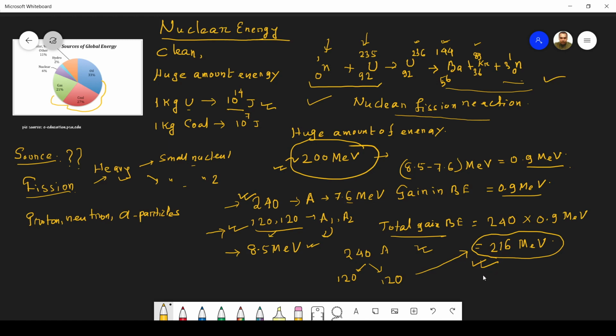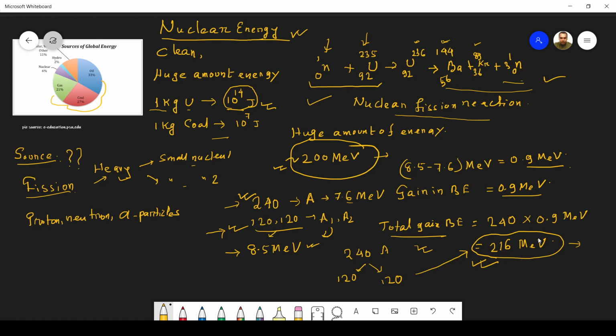Okay, this amount of energy, 216 mega electron volt, is actually a very high amount of energy, and this is what we were discussing in the last video when we discussed nuclear fission, that that is one of the advantages of nuclear reactions. With nuclear reactions like nuclear fission, the same amount of material, the same amount of uranium, can give this very high amount of energy as compared to coal. So this very high amount of energy is obtained from nuclear fission reactions.